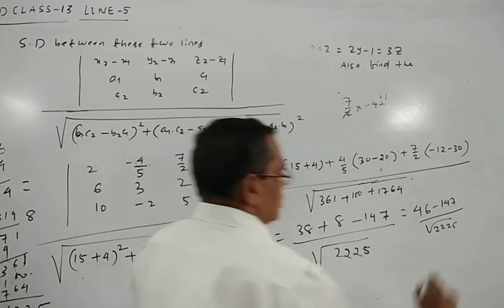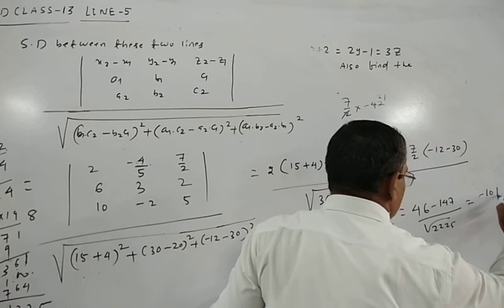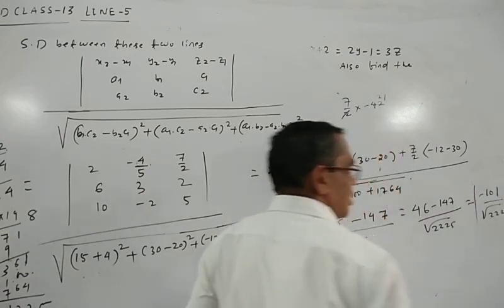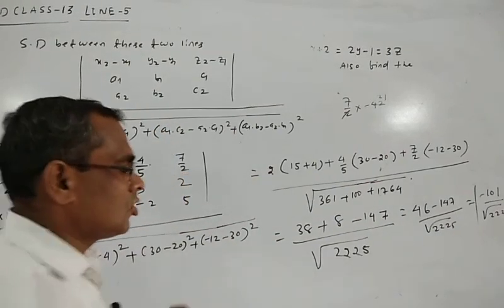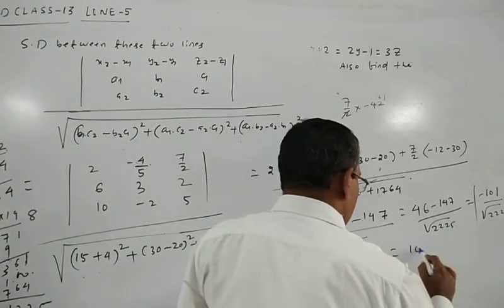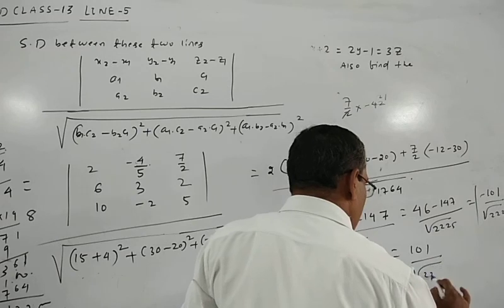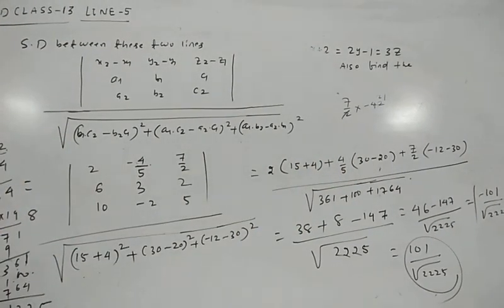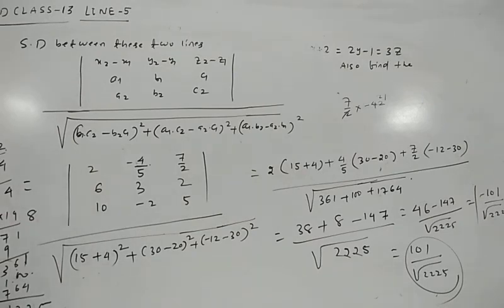So this is equal to minus 101 by root over 2225, but distance is never negative. So this is equal to 101 by root over 2225. So this is the shortest distance between two lines. Okay, so in this way you have to calculate.